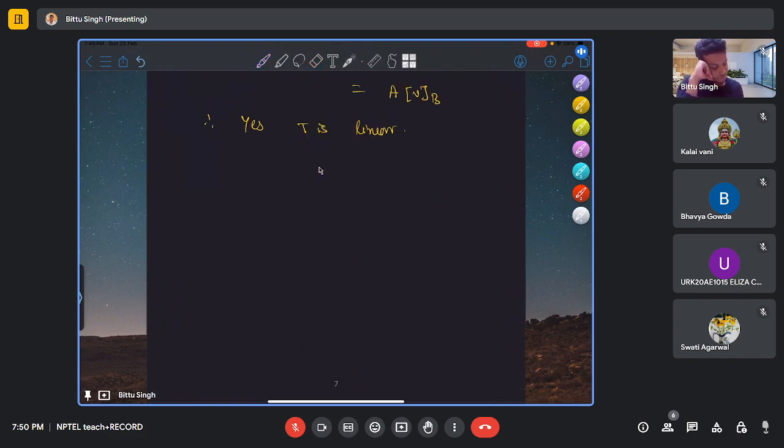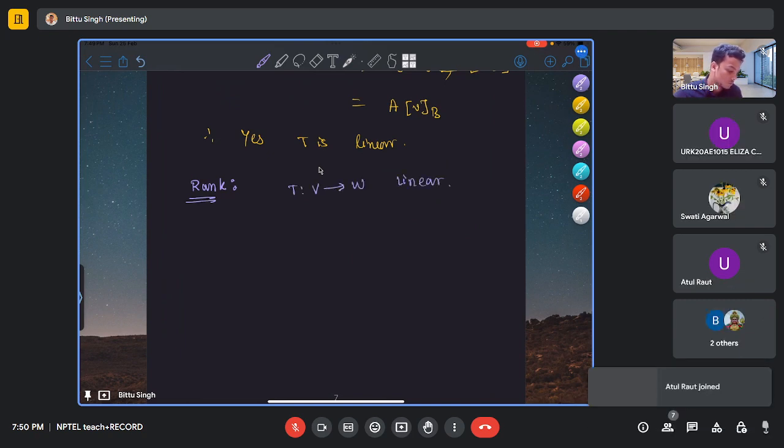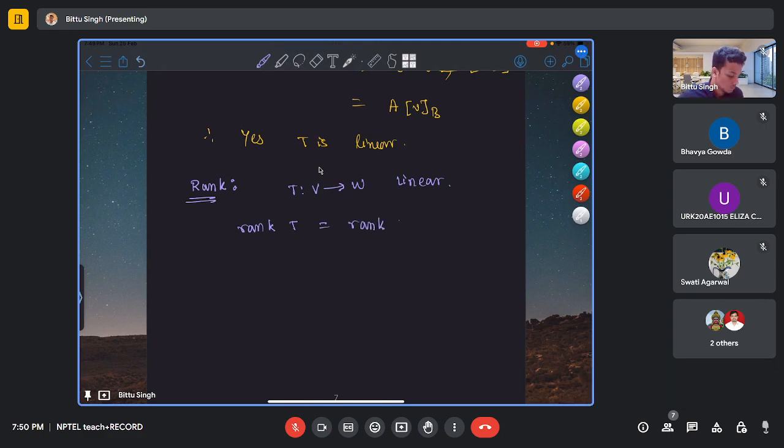Okay. Let us give some definition. One important definition is what is rank? Rank of a linear transformation. We are already familiar with rank of a matrix, or we know those things, but what is rank of a linear transformation? So given T maps V to W, a linear transformation, then rank of T, this is same as rank of column space.